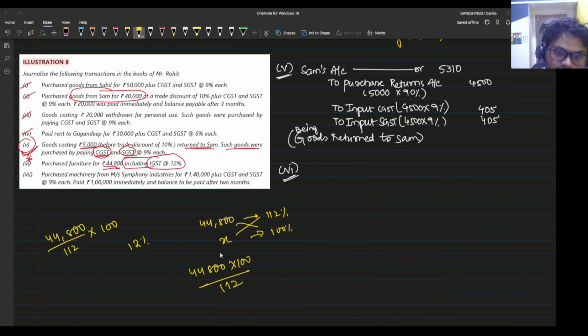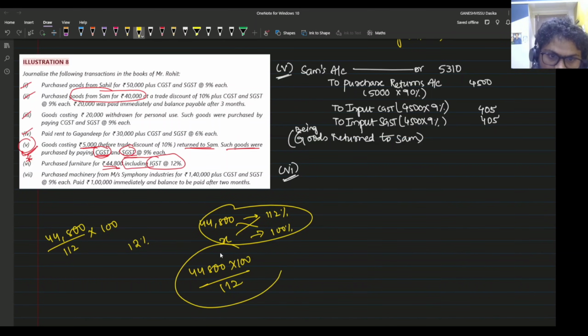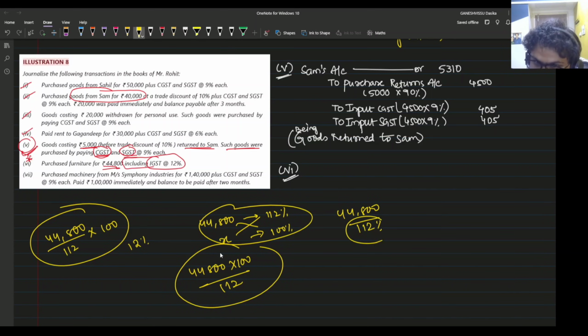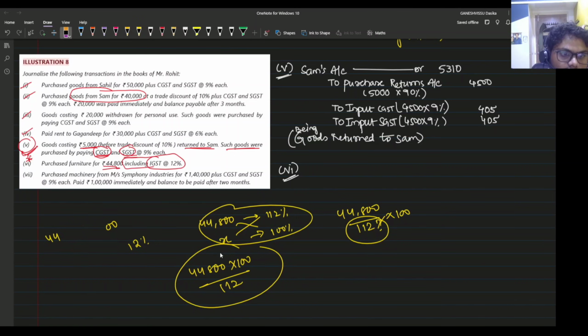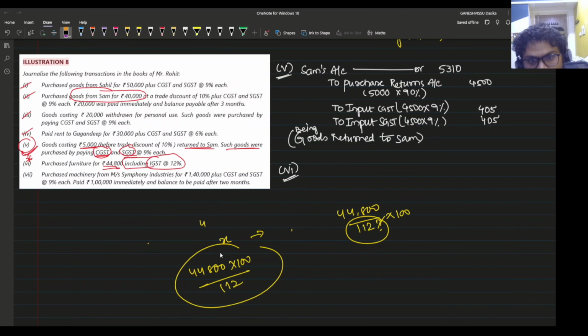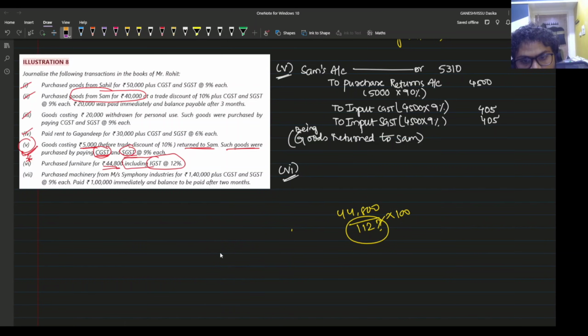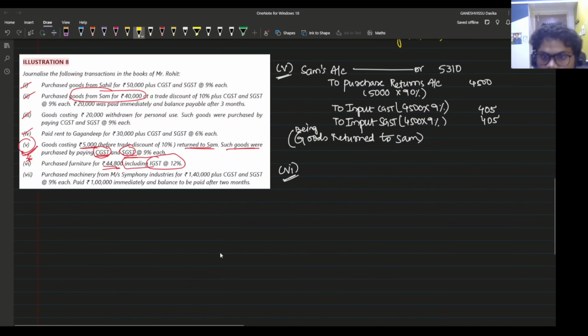Simple, right? So instead of writing this again and again, you can directly write this one. 44,800 divided by 112%. This percent becomes into 100, by 100 becomes into 100. That is what exactly happens. Then let us calculate using the help of the calculator. 44,800 divided by 112%, I think it will be returning 40,000 rupees. So 44,800 divided by 112 into 100 will be returning 40,000.